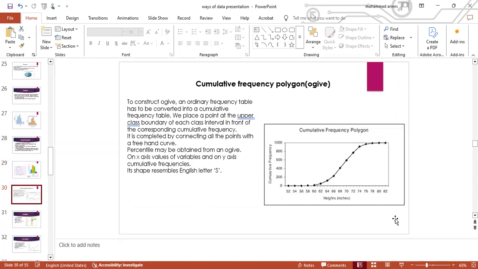Another one is cumulative frequency polygon or ogive. To construct this, an ordinary frequency table has to be converted into a cumulative frequency table. We place a point at the upper class boundary of each class interval in front of the corresponding cumulative frequency. So it is completed by connecting all the points with a freehand curve. Percentiles may be obtained from an ogive. On x-axis, the values of the variables, and y-axis, the cumulative frequencies can be obtained, and it resembles the English letter S.